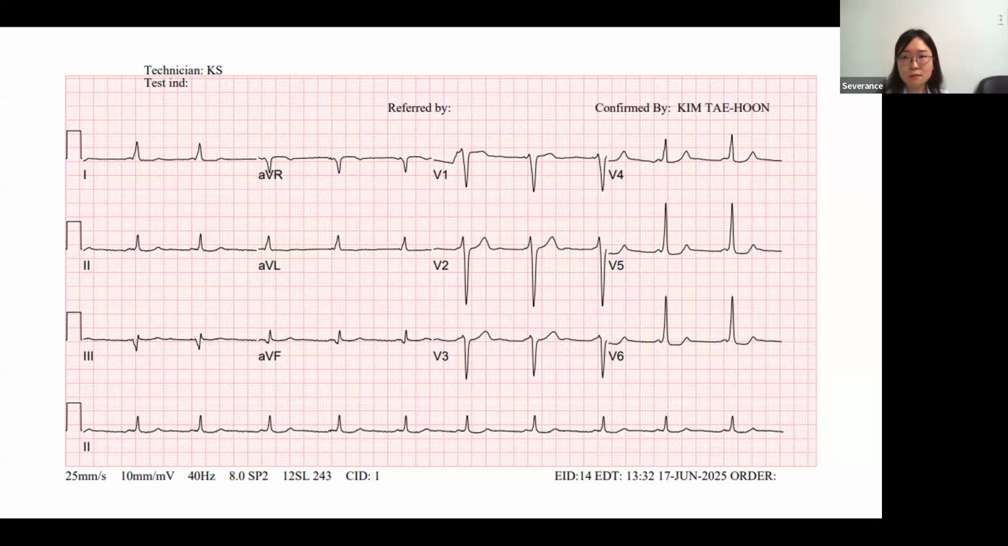Any other comments? Cool. You're very close to the ECG screen.